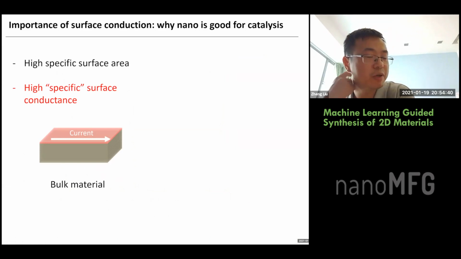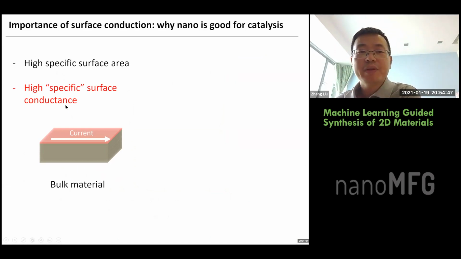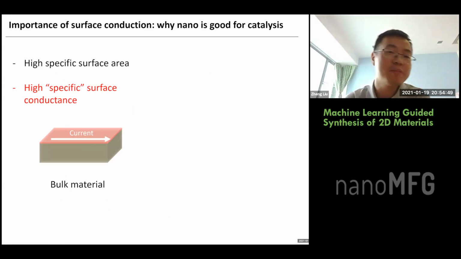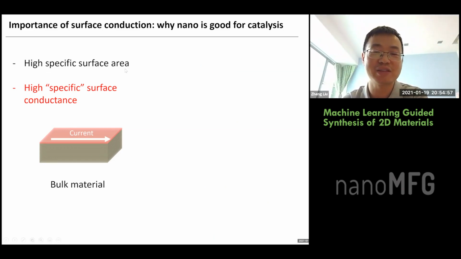So here we propose an idea of high specific surface conductance. People talk about high specific surface areas, right? There are many works. Once they got a good result, they claim that because of high surface area, we have such a good performance. So this is a really general claim.